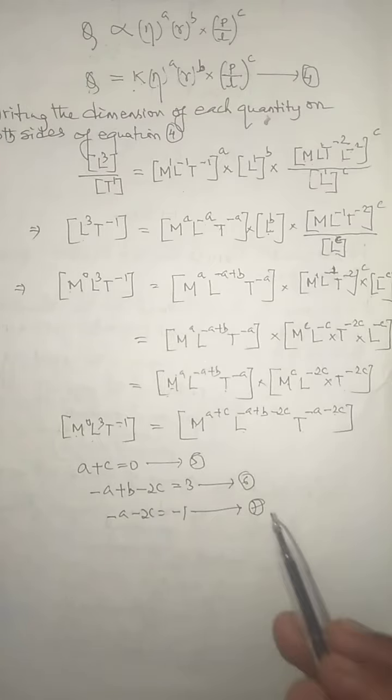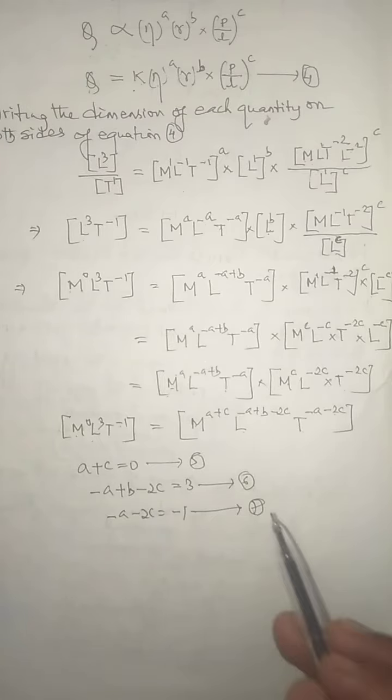Now, in order to calculate the value of A, B, C, let me just see equation number 5. So what is equation number 5? A plus C equals 0. So if A plus C is 0, then A can be written as minus C. Yes, because plus C, if I take it to the right hand side, it will be minus C. Now this A equals minus C, I substitute in equation number 7 so that you can calculate the value of C.